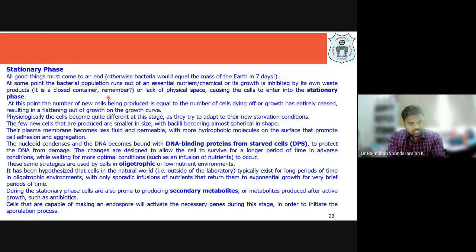It has been hypothesized that cells in the natural world typically exist for a longer period of time in an oligotrophic environment with only sporadic infusions of nutrients that return them to the exponential growth phase for a very brief period of time. So mostly they are in this stationary phase. During this stationary phase, they are also prone to producing secondary metabolites, or metabolites produced after active growth, such as antibiotics. Cells that are capable of making an endospore will activate the necessary genes during this stage in order to initiate the sporulation process.